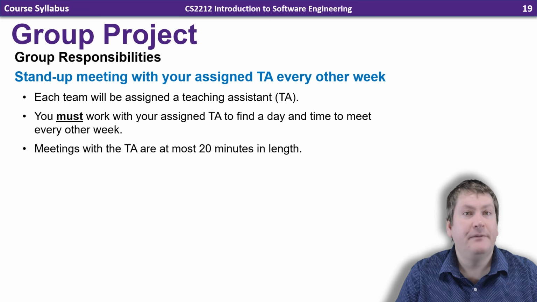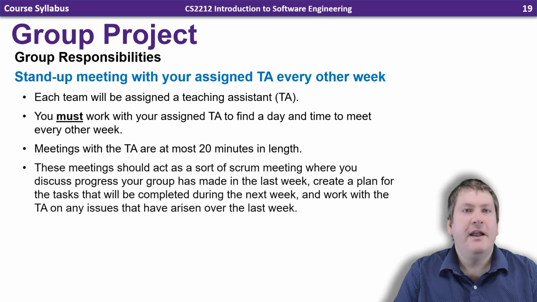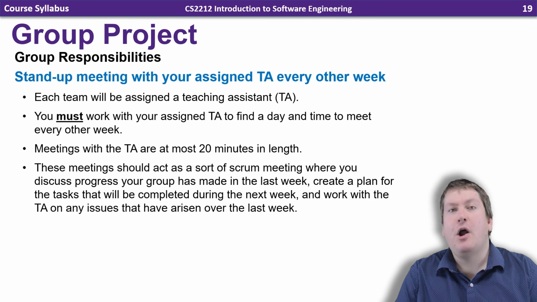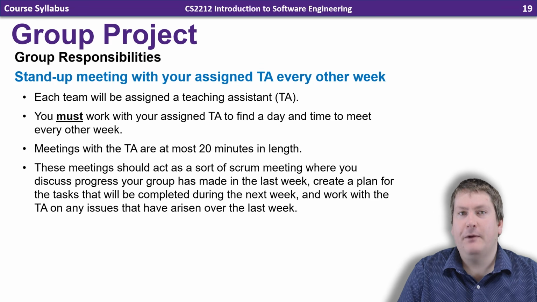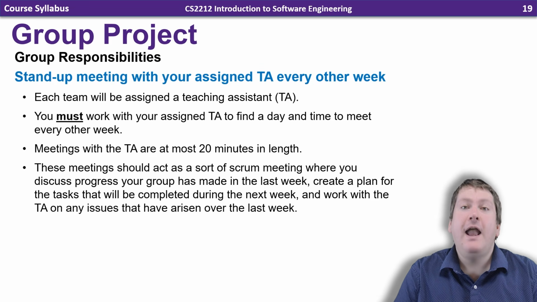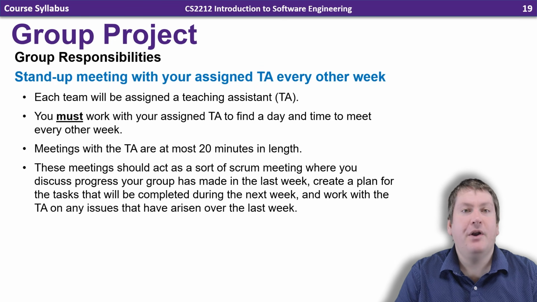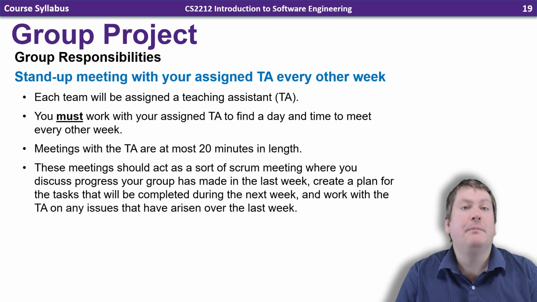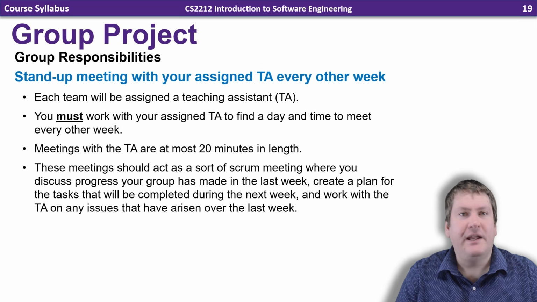These meetings with the TA are at most 20 minutes in length, and the idea here is to act as a sort of Scrum daily meeting, although it's going to be every other week, where you discuss the progress your group's made in the last weeks, create a plan for the tasks that will be completed during the next weeks, and work with the TA on any issues that have arisen over the last week. So it's important to keep the TA apprised of any issues you're facing, anything that might be holding your team back, so they can help you out, as well as report that to me if there's anything I need to deal with.